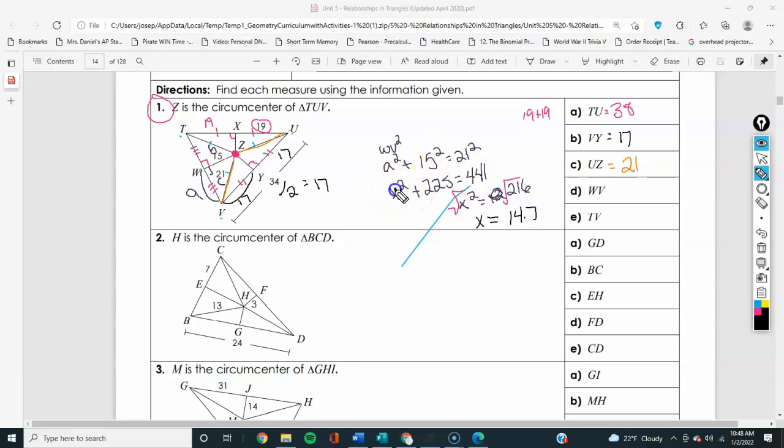I changed it to an x, didn't I? That could be an A. I apologize. If you want to do A squared plus B squared, those are all A's. It's 14.7. But anyway, WZ would be 14.7. And then TV. So if this is 14.7, then this piece is 14.7. So I add them both up to get the whole thing, which would be 29.4.